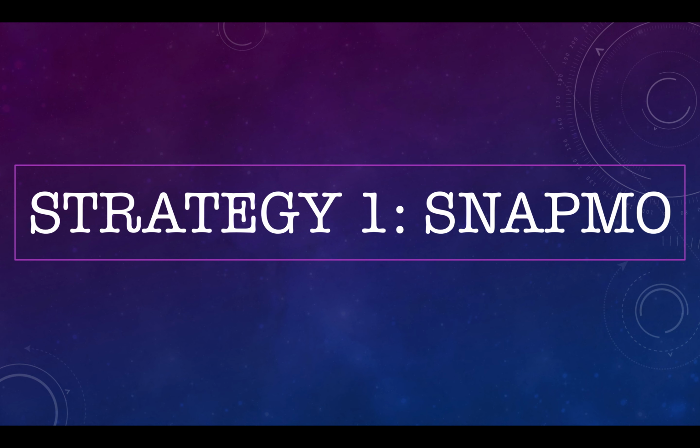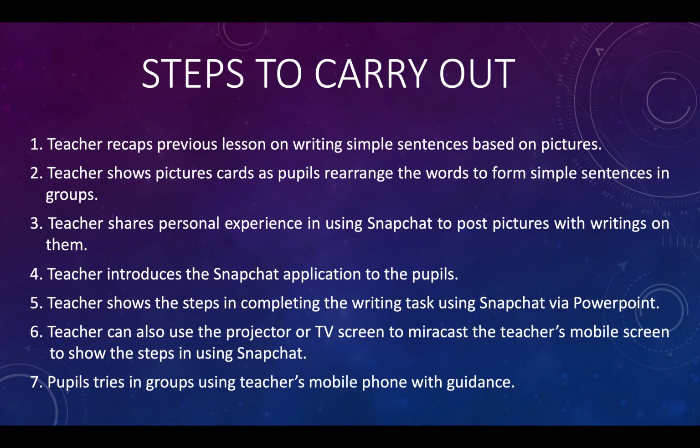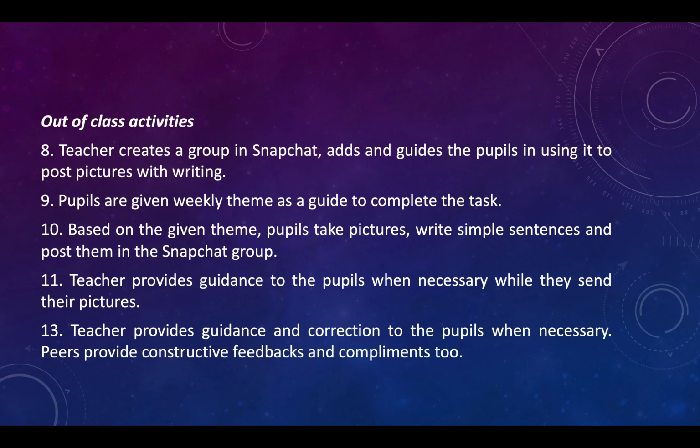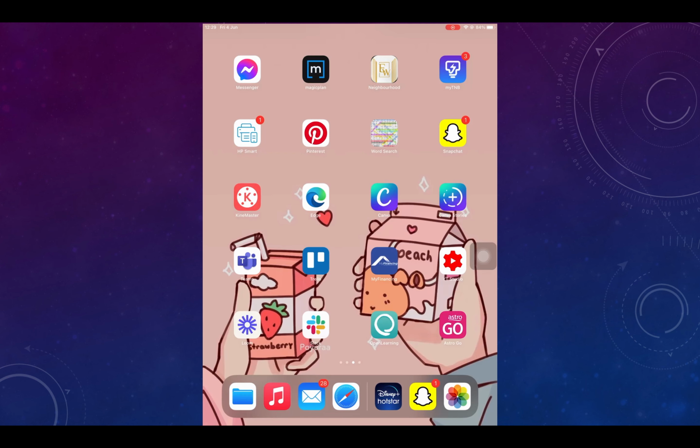Alright, let's move on to strategy 1. This is called Snapmo, and the application that we are about to use is Snapchat. So these are the steps to carry out. You can read through. Next. These are the specific instructions on how to carry out the activity outside of the classroom, by using the Snapchat application. Now let's look at the video.